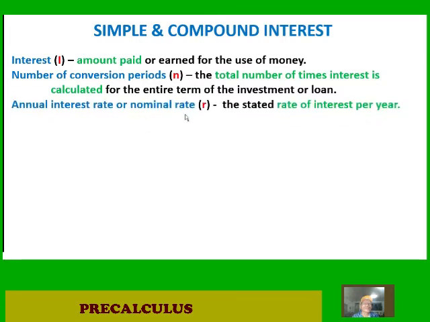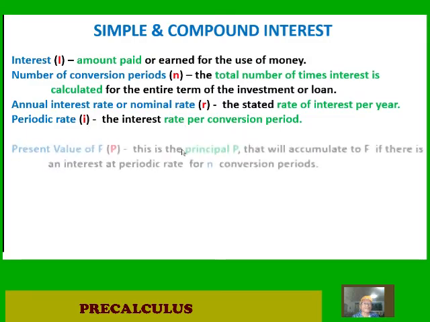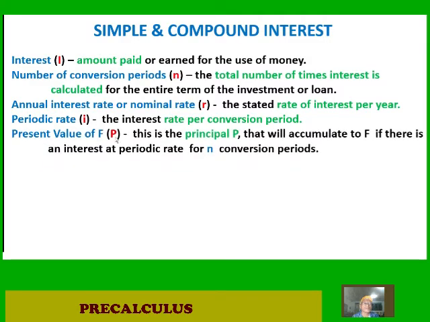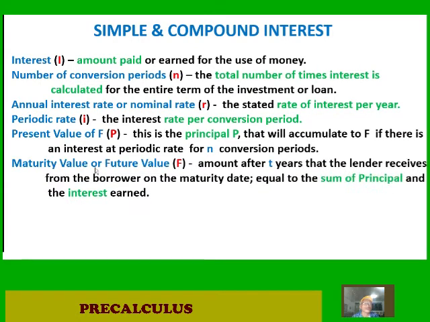Annual interest rate or nominal rate: the stated rate of interest per year. The periodic rate i: the interest rate per conversion period. Present value P: this is the principal that will accumulate to F if there is interest at periodic rate i for N conversion periods. Maturity value or future value, that is F.